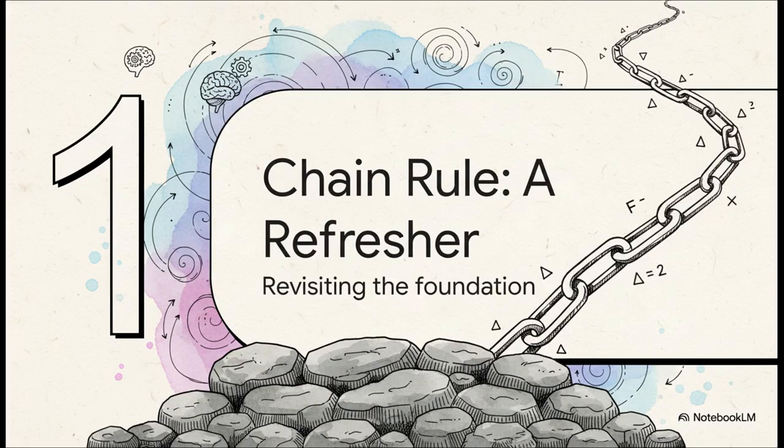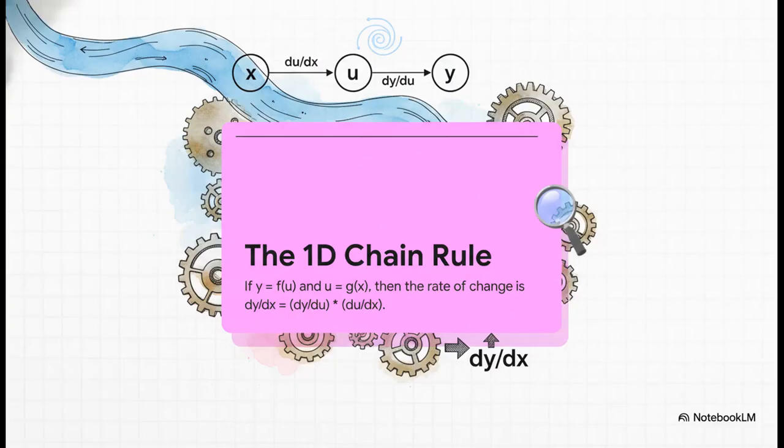Okay, before we can understand the big, complex domino setup, we need to remember how the first one falls. So let's kick things off with a quick look back at the chain rule you already know. You probably remember this guy from single variable calculus. It's pretty straightforward. If y depends on u and u depends on x, you just multiply the rates of change to see how x affects y. It's a nice, clean, one-way street of influence.